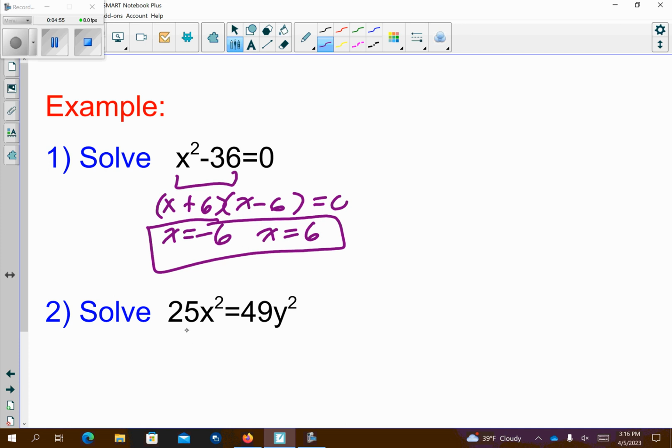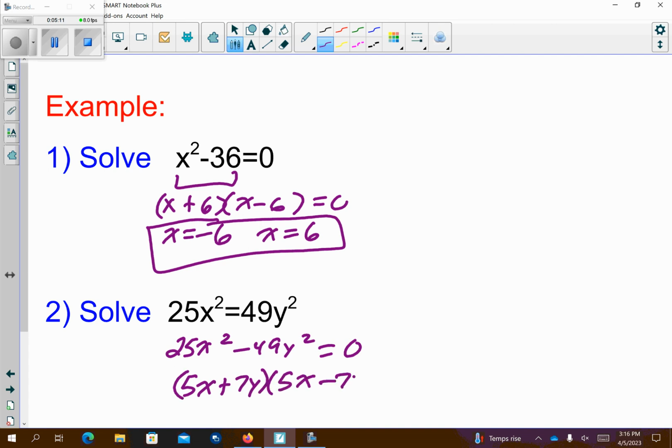This particular problem is a little goofier problem. So I'm going to subtract 49, bring it over here, equals 0. These are both perfect squares. So I get 5x plus 7y and 5x minus 7y. And this is kind of a goofy problem.